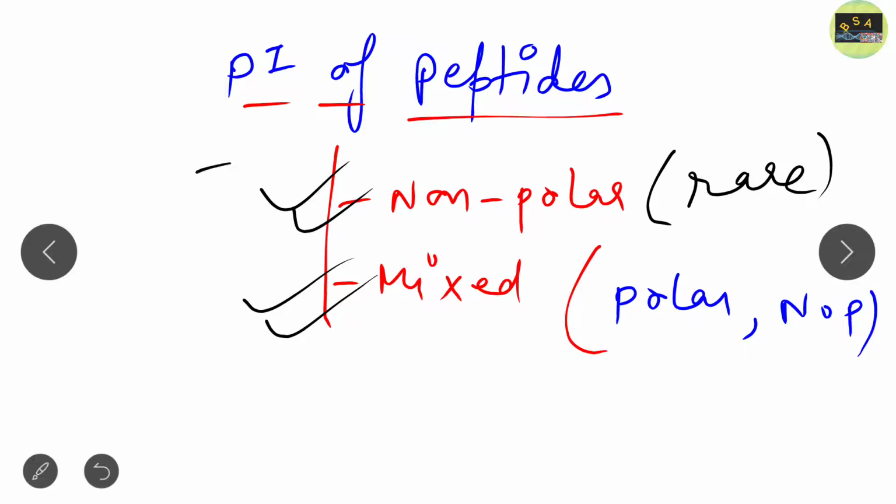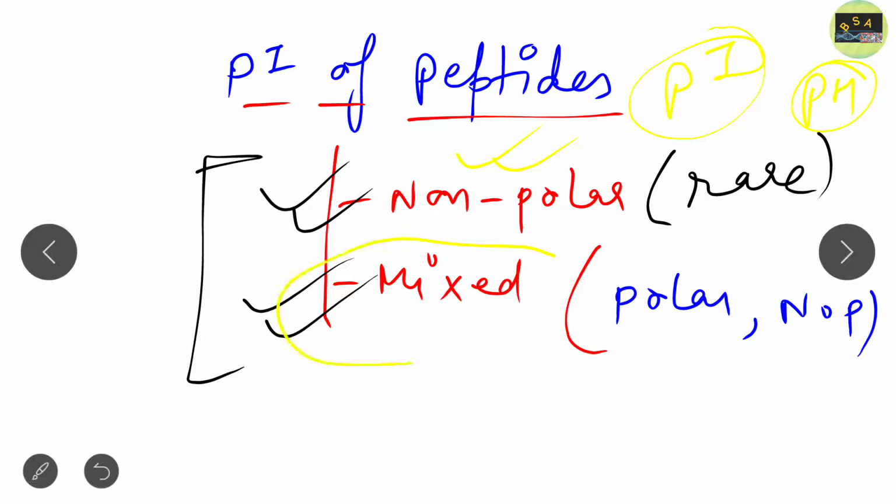Okay, so calculating the charge of non-polar is very easy. We can easily calculate pI, as well as the charge at different pH, for non-polar. But calculating the pI of mixed is quite tricky, and this has been asked in the examination and will be asked in future as well. Clear? So first we look at how the pI of non-polar peptides can be calculated, then we look at how the pI of a mixed peptide chain can be calculated. So let's start with non-polar.